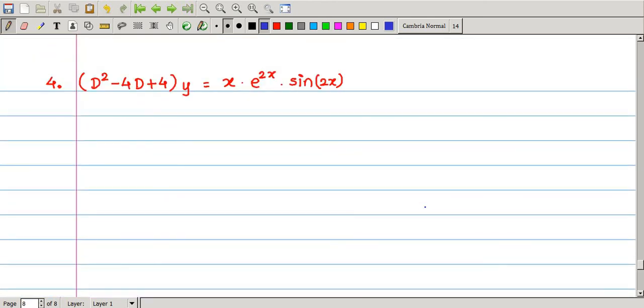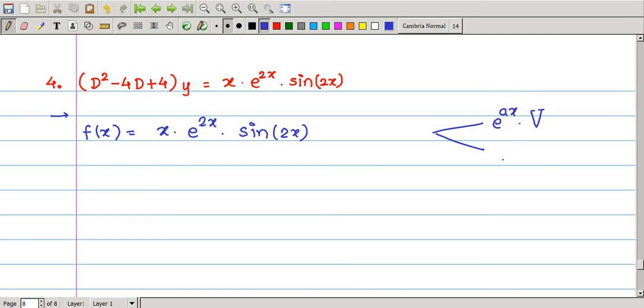Now for the fourth one, here we consider f of x is equal to x into e raised to 2x into sin 2x. So we have two shortcut method formulas. First one is e raised to ax into v and second one is x into v. If we go for the x into v formula, there are two calculations. First one is the bracket evaluation, x minus phi dash of D upon phi of D, operated on 1 upon phi of D into v.